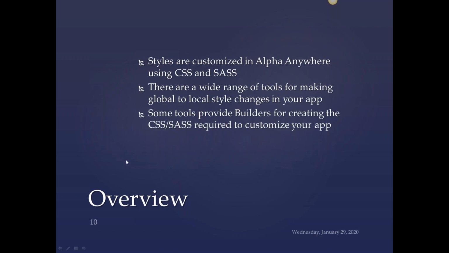You customize styles in Alpha Anywhere using CSS and SAS. We have a wide range of tools to help you do that. Some of those tools are builders, where you just select some settings to set something like a font color or a padding. But others require you to actually write the CSS.